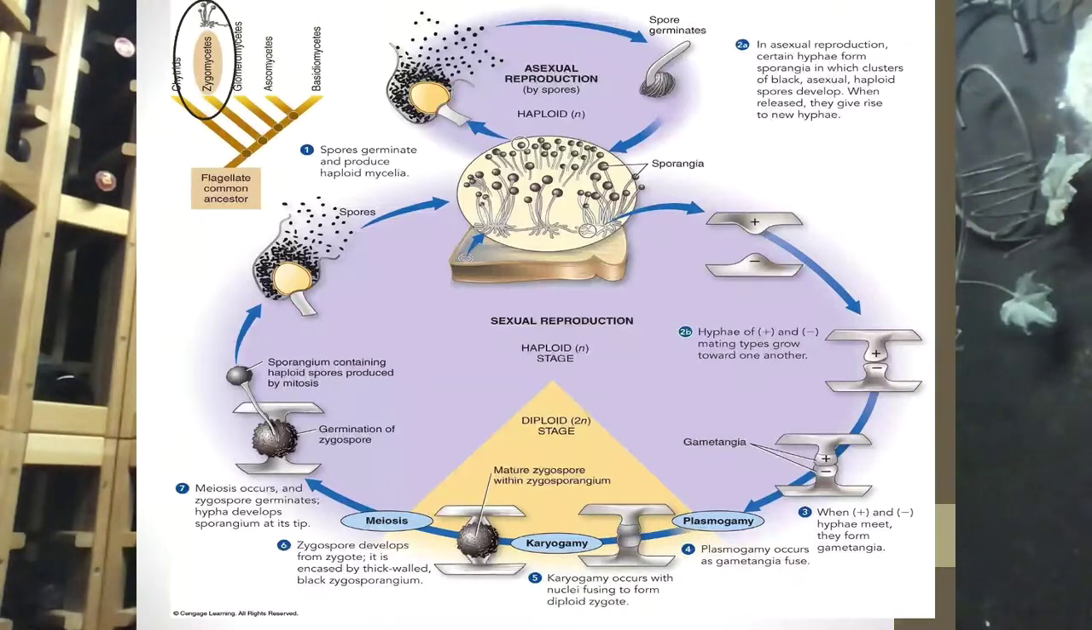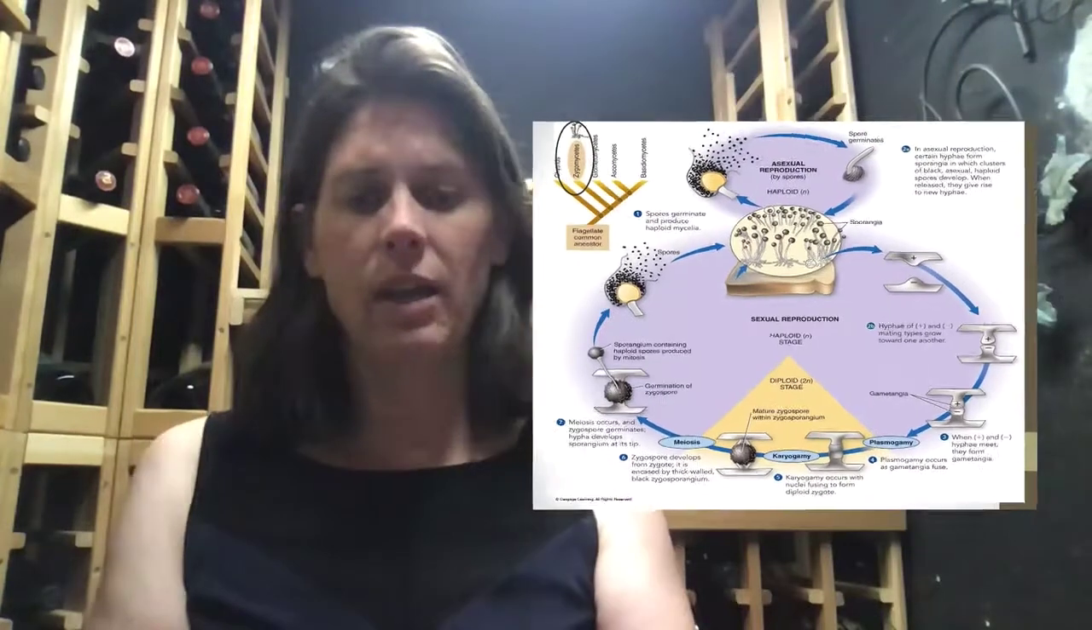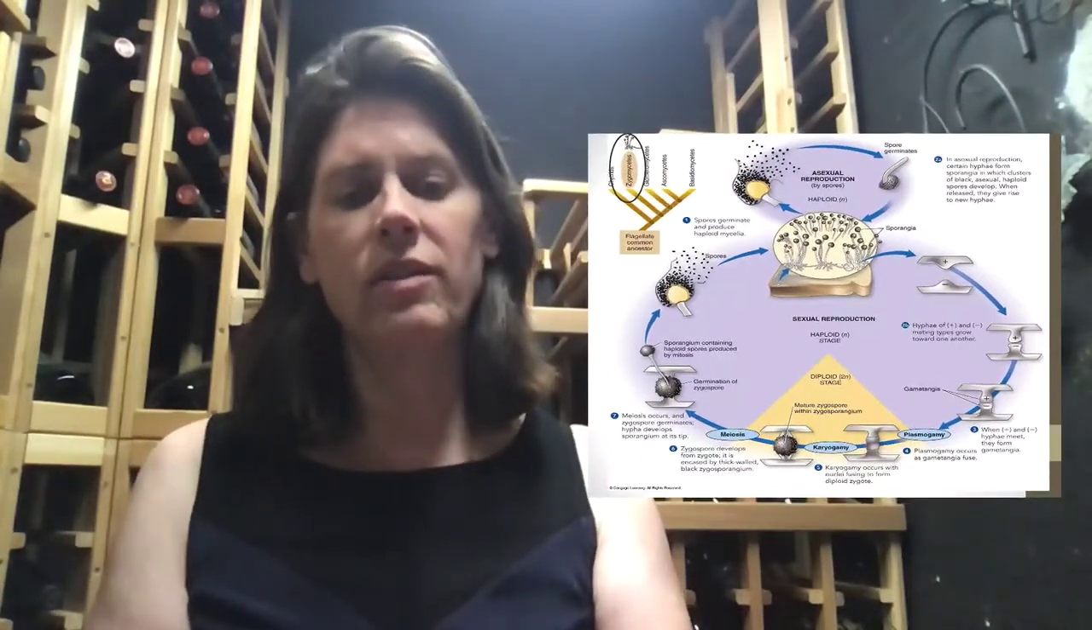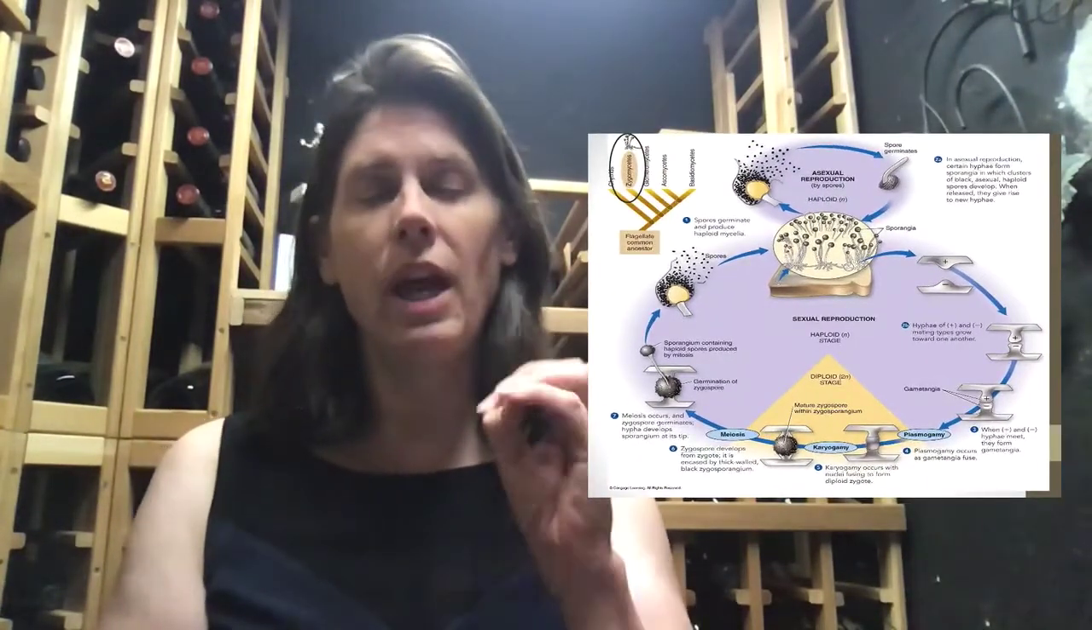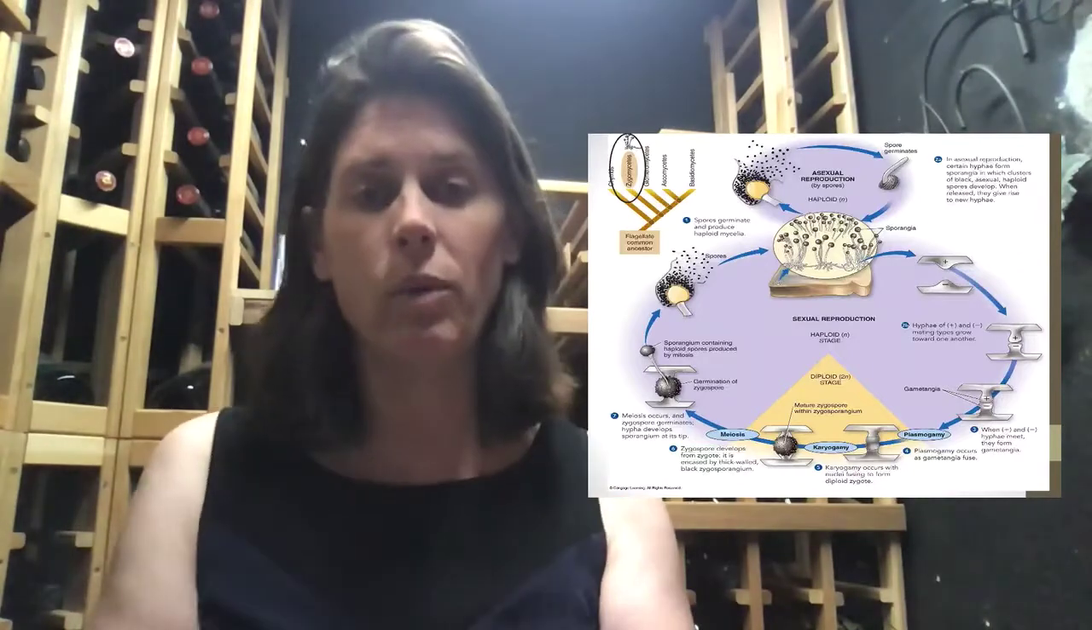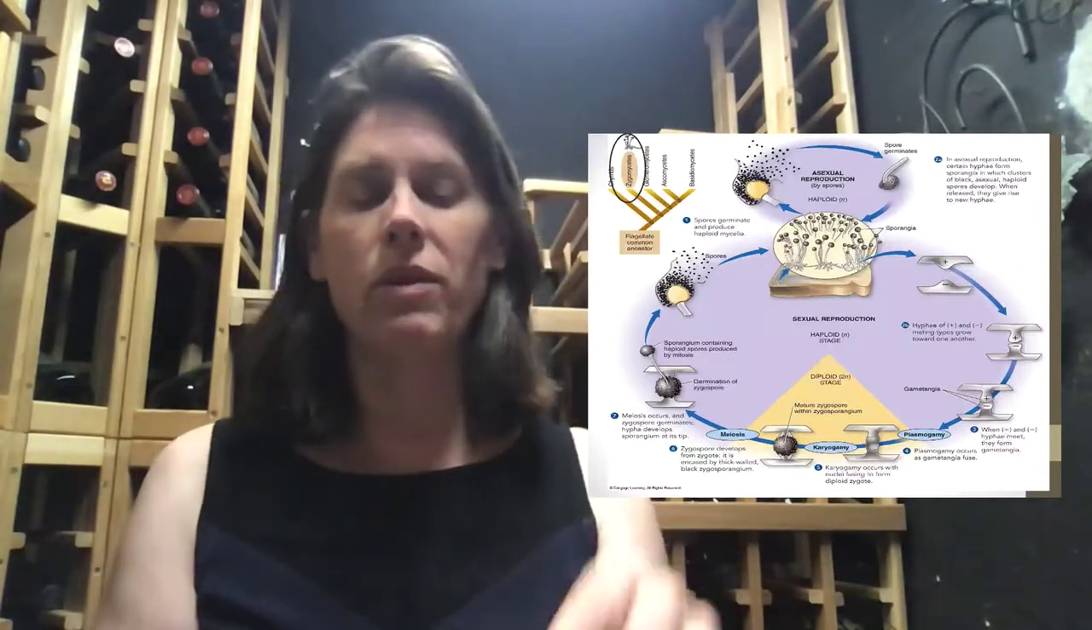So again, back to that black bread mold, it's the zygospore and the zygote itself that are diploid. All the hyphae and the asexual spores are haploid. So you may have to go through this cycle a few times. Again, you really have to understand the terms really well before you can remember the cycles.